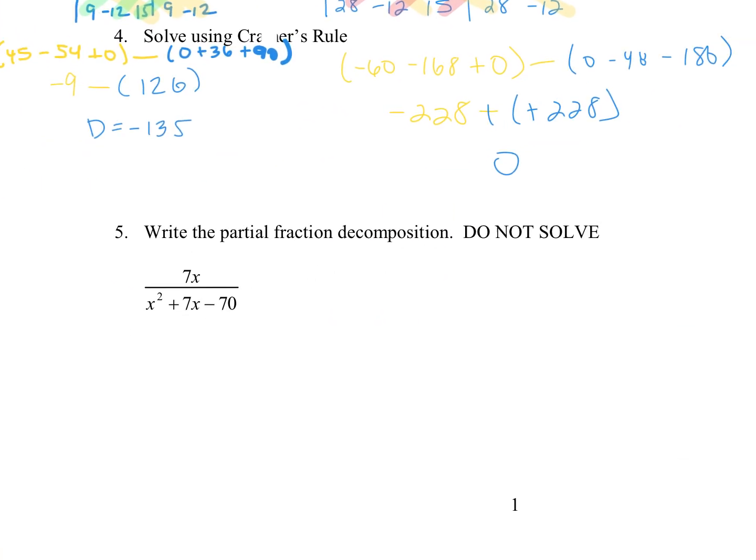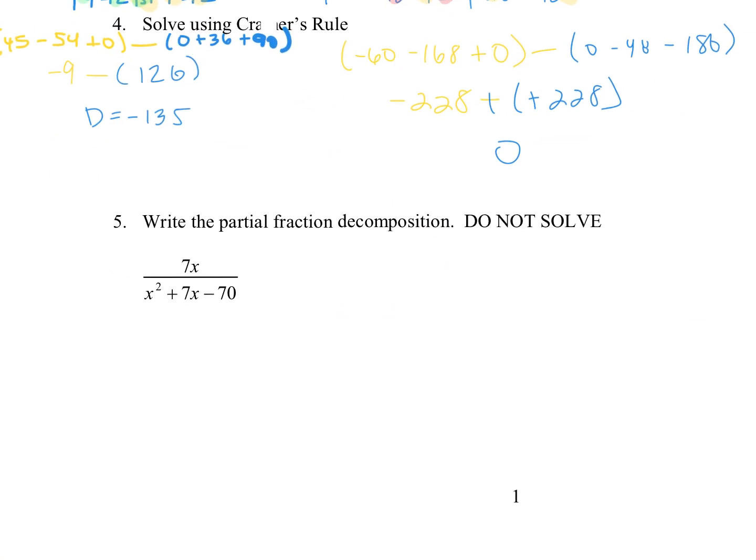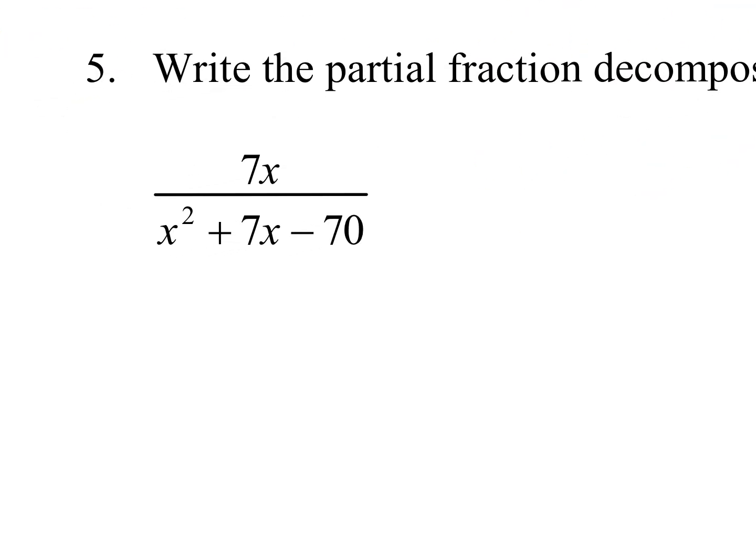All right, then we're going to go to partial fraction decomposition. Do you guys see the difference between number 5, where it says write the partial fraction decomposition, and what? Do not solve. All you have to do is set this up. So what is my first step? Factor. What can I factor the bottom here to? What times what gives me negative 70 when I multiply, but a positive 7 when I add?